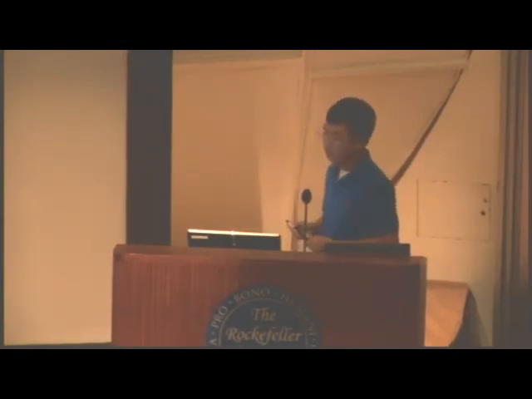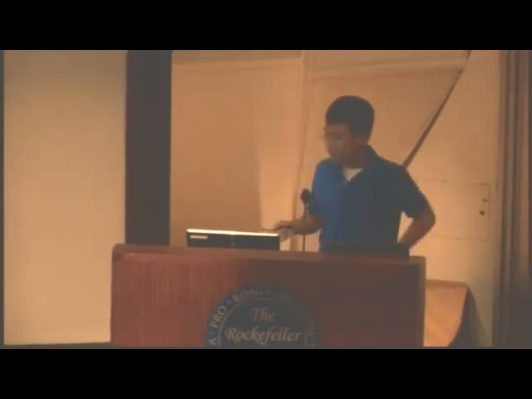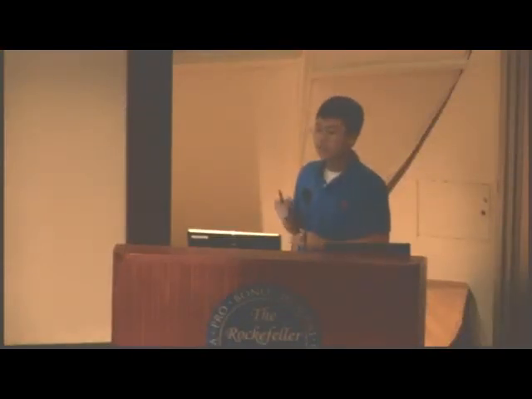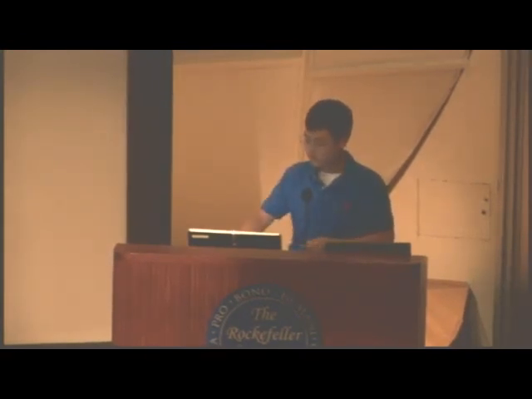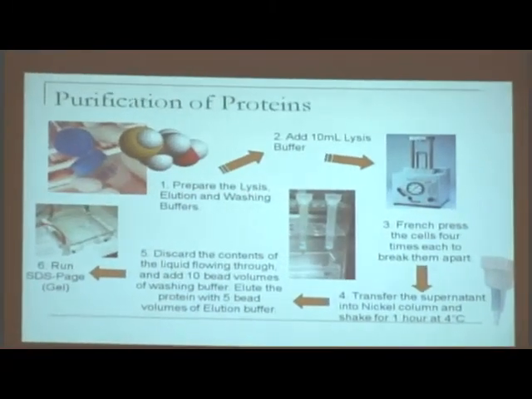Then I eluted the protein with 5 bed volumes of elution buffer. The elution buffer allows the proteins that were bound to the nickel beads to come out. And I collected 5 samples for each of PRDM2 and PRDM9. And lastly, I ran the SDS-PAGE gel to see how well the purification went.